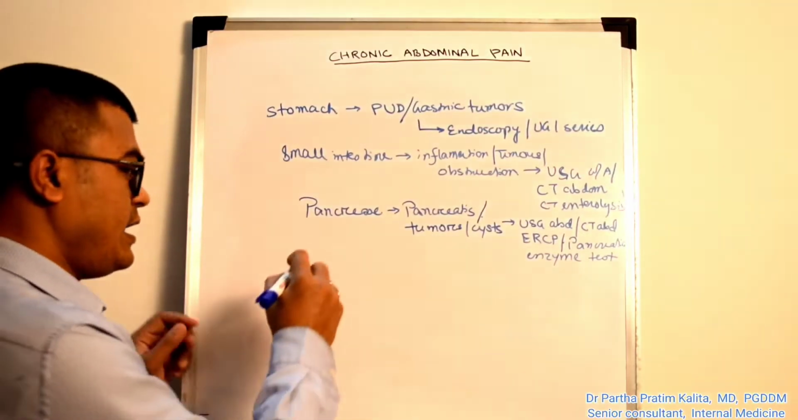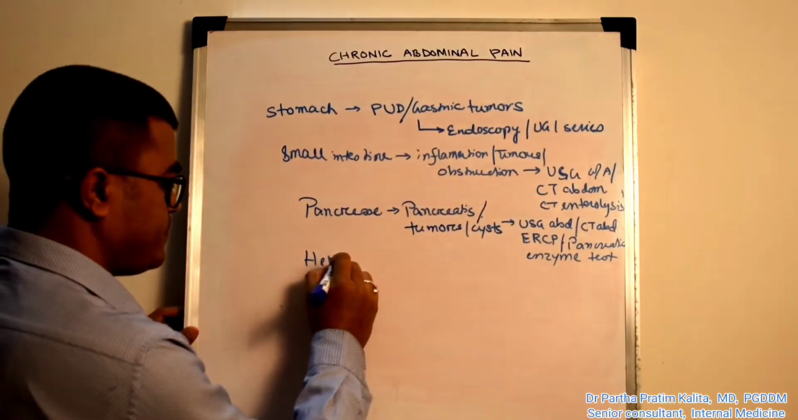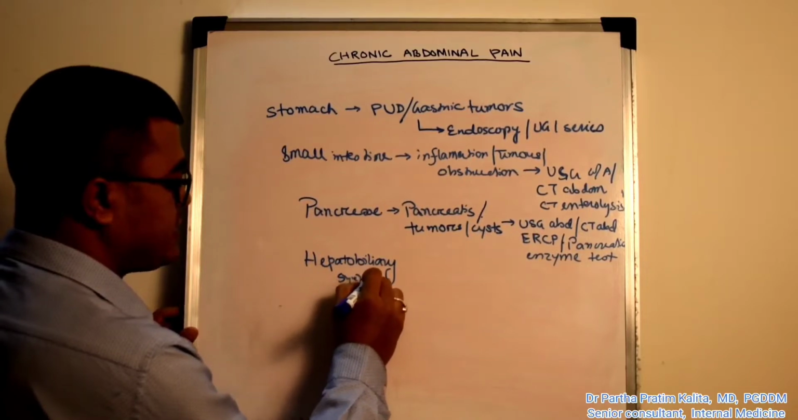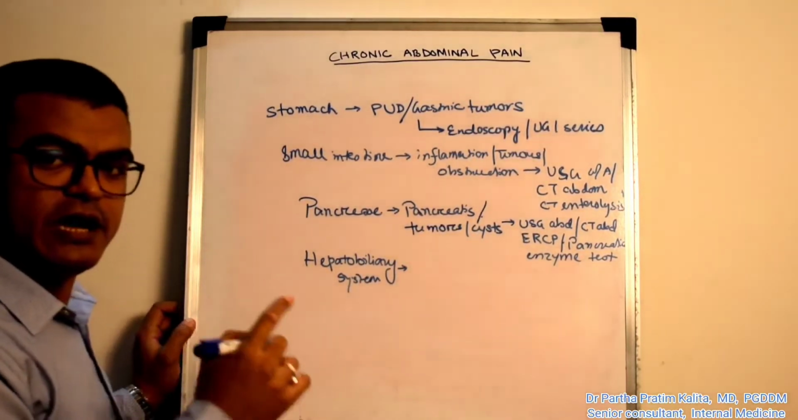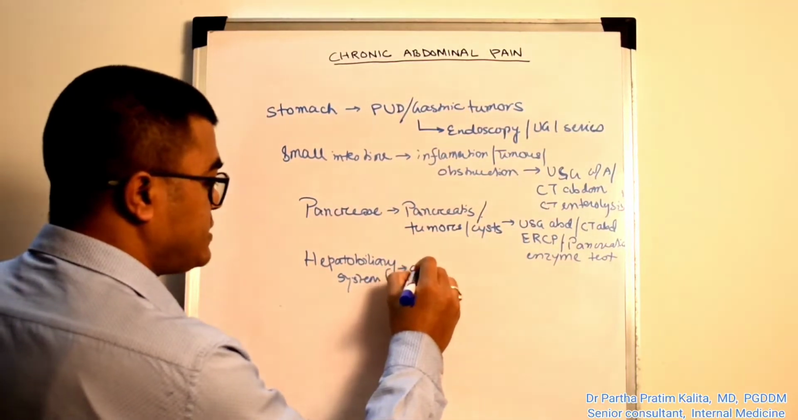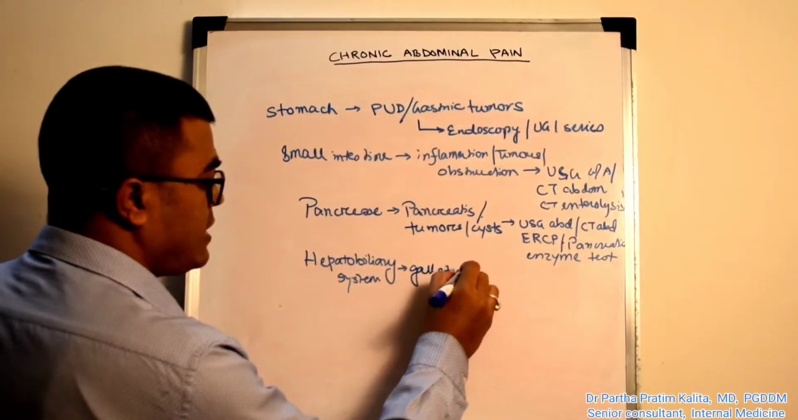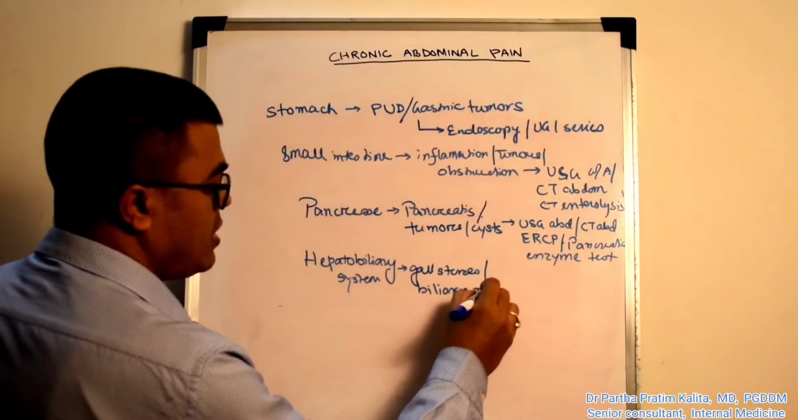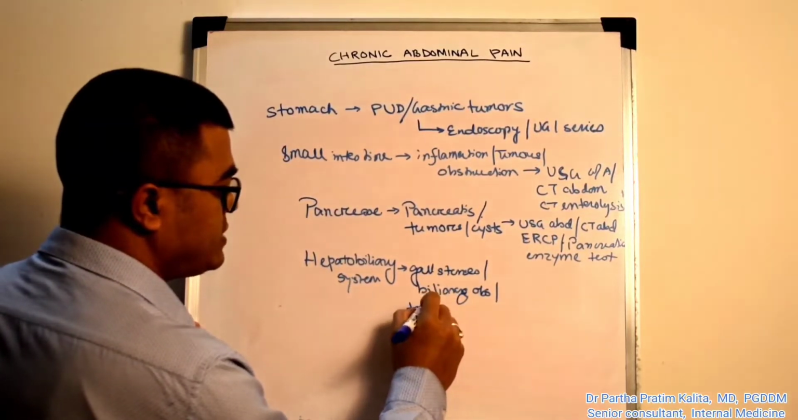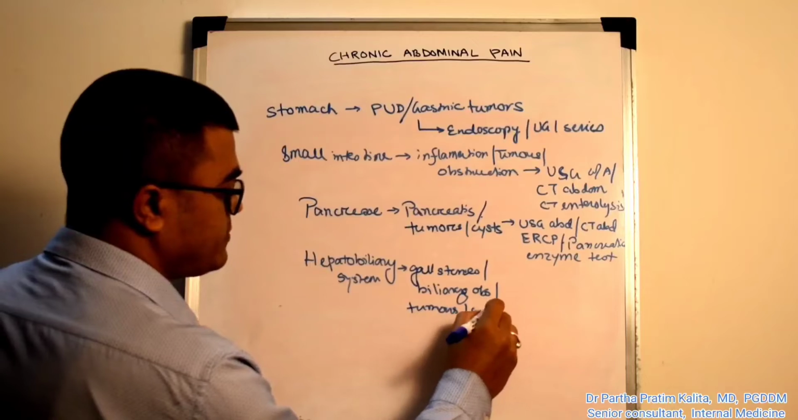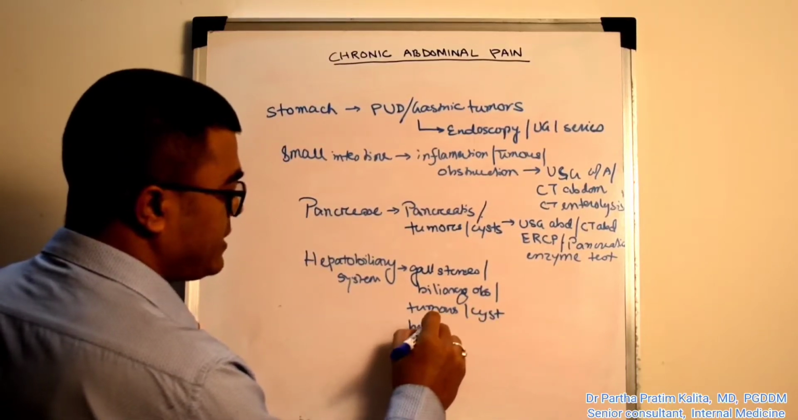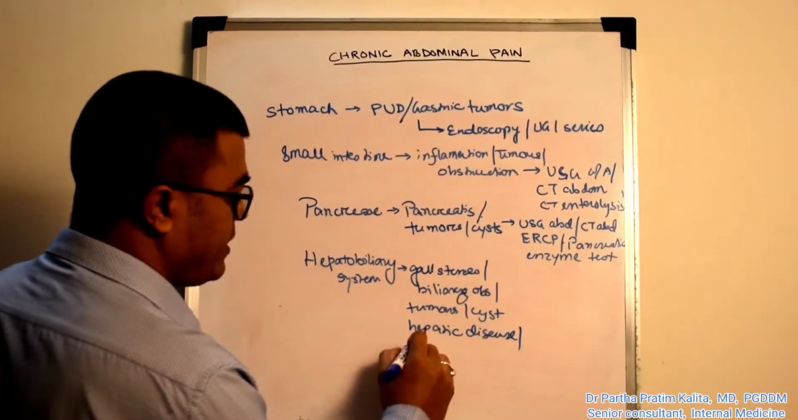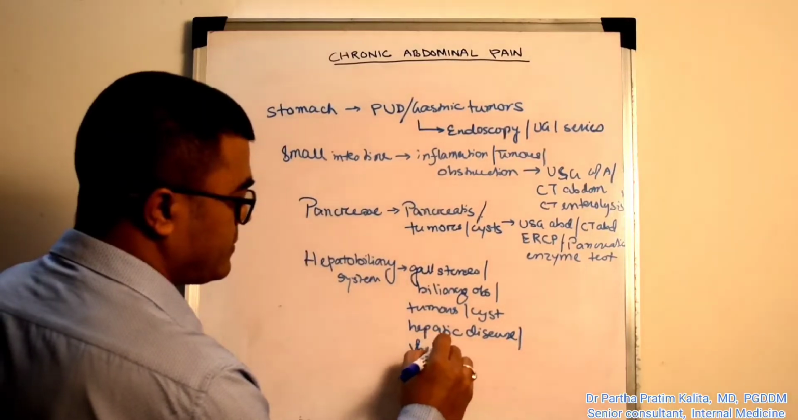Now the next organ is the hepatobiliary system. In the hepatobiliary system, the most important diseases which can cause chronic abdominal pain is the gallstone disease, then there can be biliary obstruction or there can be tumors, cyst, or there can be hepatic diseases like hepatitis, or there can be hepatic veins engorgement.